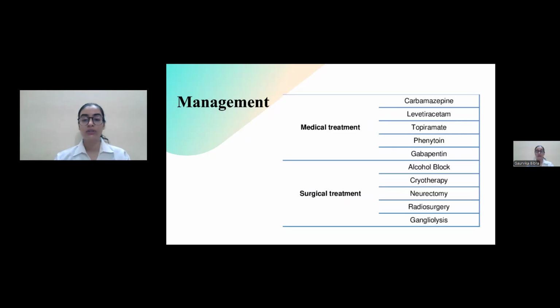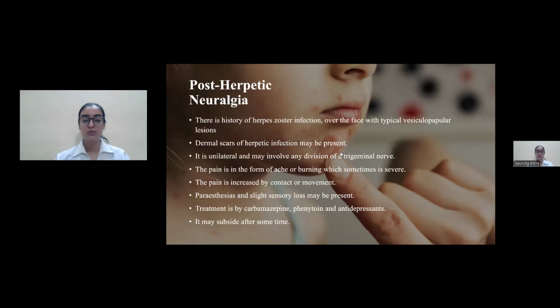In medical treatment, we could give the patient phenytoin, gabapentin, carbamazepine, and other drugs. And in the surgical treatment, an alcohol block could be given, cryotherapy could be done, neurectomy could be done, radiosurgery could be done. There could be gangliolysis as well.